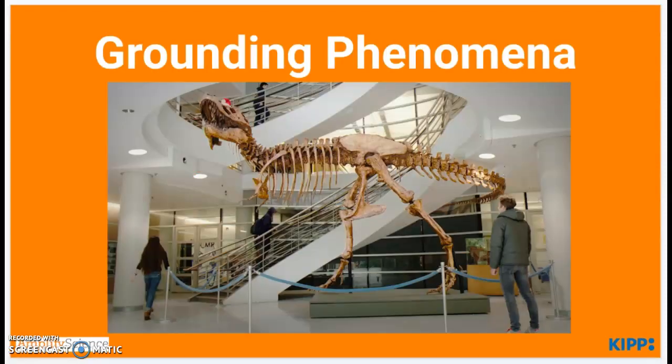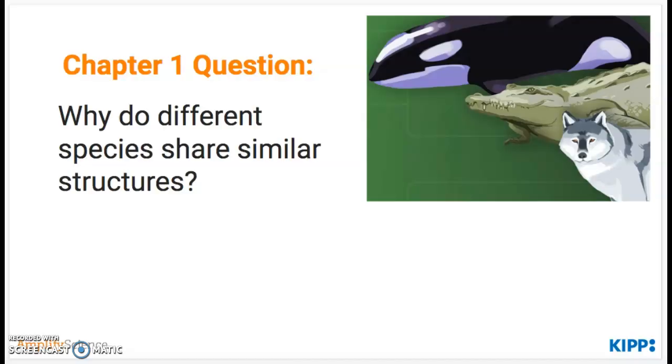The anchor phenomenon that grounds this unit is the discovery of a new fossil in Pakistan. In their role as a paleontologist, students are tasked with determining the mystery fossil's evolutionary history so they can accurately place the specimen in a museum exhibit, particularly if it's more closely related to whales or wolves.